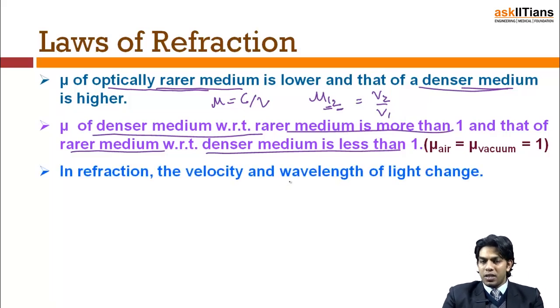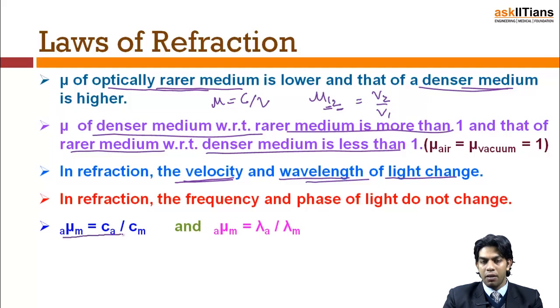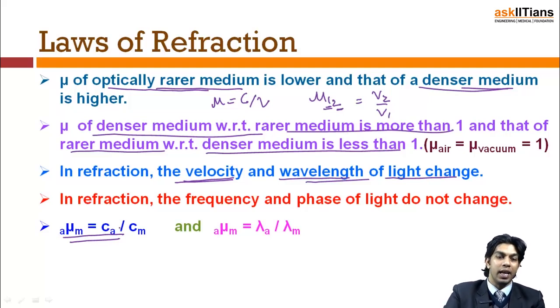In refraction, the velocity and the wavelength of light change. As I said, the velocity changes actually because the wavelength of the light changes. The frequency remains constant. That's the key. My wavelength and velocity change, but frequency remains constant, and the phase of the light does not change. That's written. So I have mu m is equal to Ca by Cm, that is, I am comparing medium M with respect to A. Based on that, I have procured the refractive index of material M with respect to material A, and that's the expression which I have also written over here.